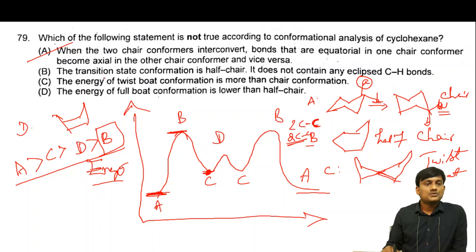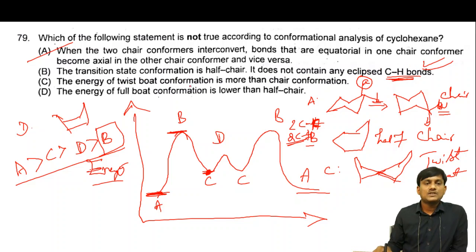Okay, the transition state conformation is the half chair; it does not contain any eclipsed C-H bonds. Here you have eclipsed C-H bonds, not C-C bonds, sorry, eclipsed C-H bonds. That's why this one is highly unstable.